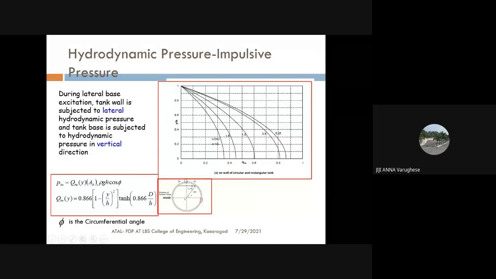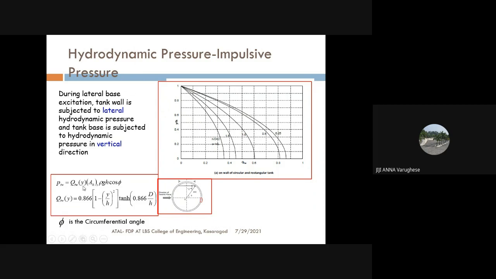Just now I have shown the distribution of hydrodynamic pressure acting on the side wall, and its value will be maximum when the circumferential angle is 0. At this end point as well as this point, the pressure will be maximum. And if you put cos phi equal to 1, you will get the simple expression for the impulsive pressure acting on the wall, and it is equal to rho g h. Rho g h, we know, is the hydrostatic pressure. And since it is impulsive pressure, it is to be multiplied with the horizontal coefficient for the impulsive mode.